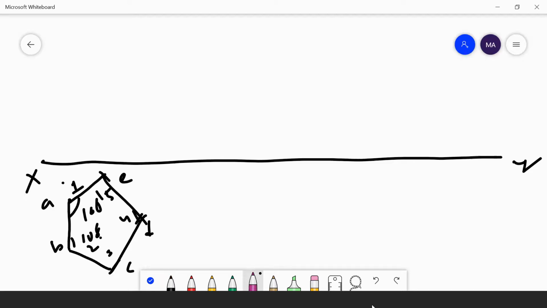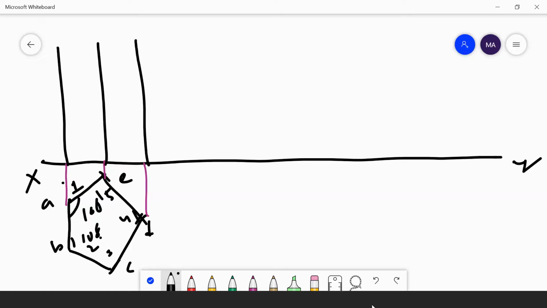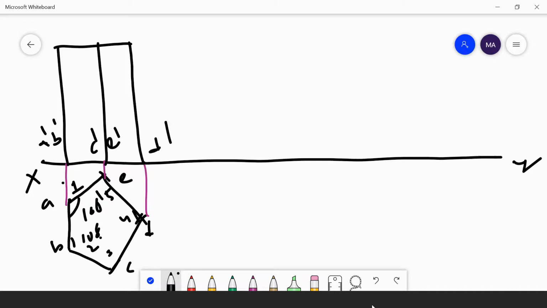Then I am projecting all these points upward. Then the given height is 75, so I am projecting it up to 75. So here I have A dash, B dash, C dash, D dash, E dash. Here you have 1 dash, 2 dash, 3 dash, 5 dash, 4 dash.